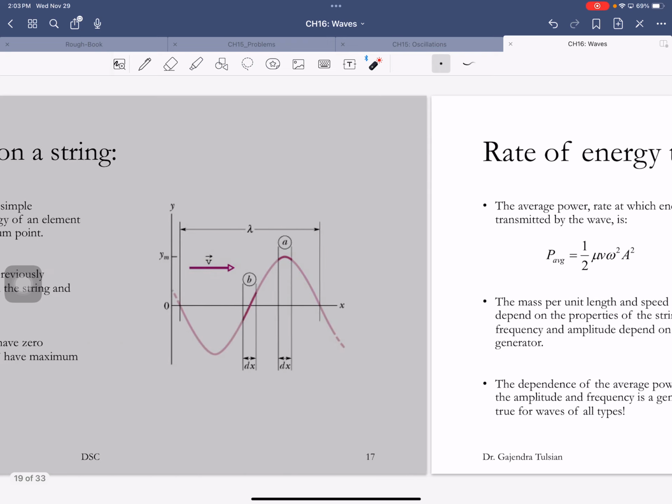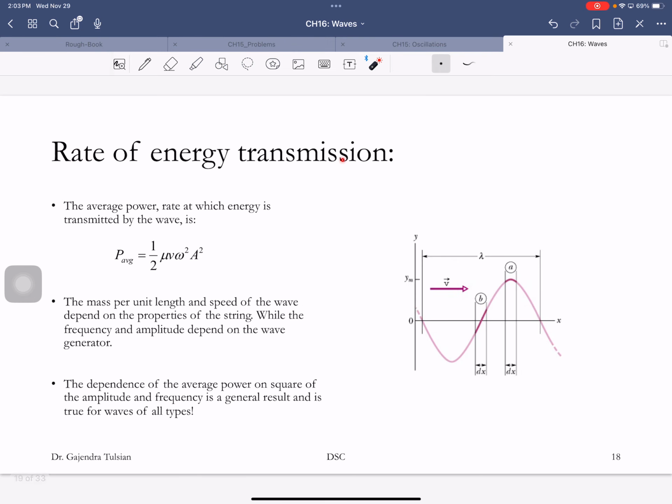Okay? So, all right, here's the rate of energy transmission. We're going to send a wave down a string, stand here and ask how much energy passes you by per second. Okay? And here's the expression. The average energy passing you per second is 1/2 mu v omega squared A squared. Mu is the mass per unit length of the string. The heavier the string, the more energy is going. V is the velocity of the wave.